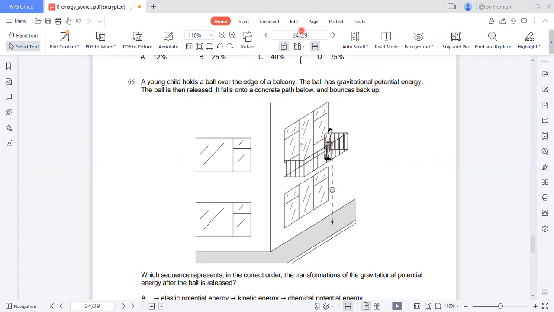Suppose it's a ball. When it is released, it will go like this and will bounce back like this, and bounce back again. So there would be a bounce back. It falls onto a concrete path and bounces back.